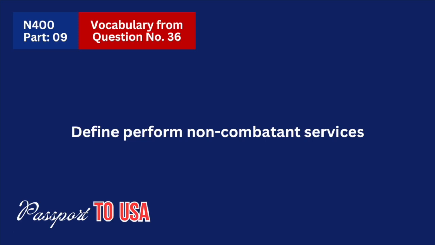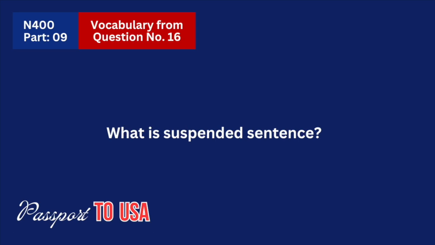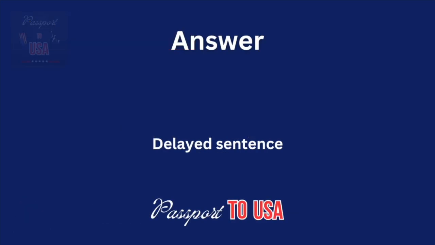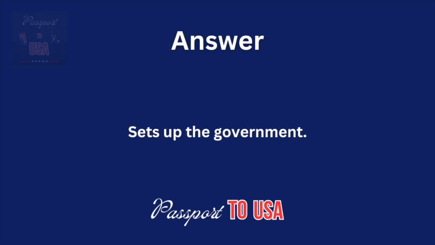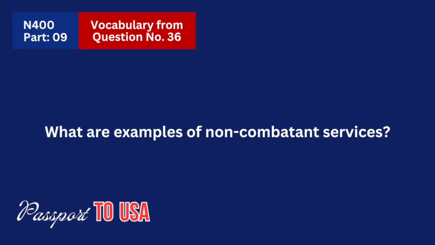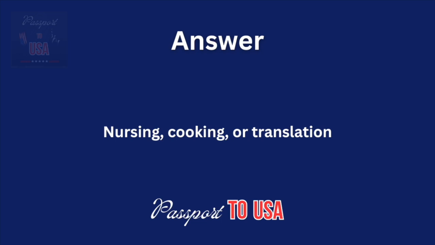Define: perform non-combatant services. Do any work in a war except fighting. What is suspended sentence? Delayed sentence. What does the Constitution do? Sets up the government. What are examples of non-combatant services? Nursing, cooking, or translation.